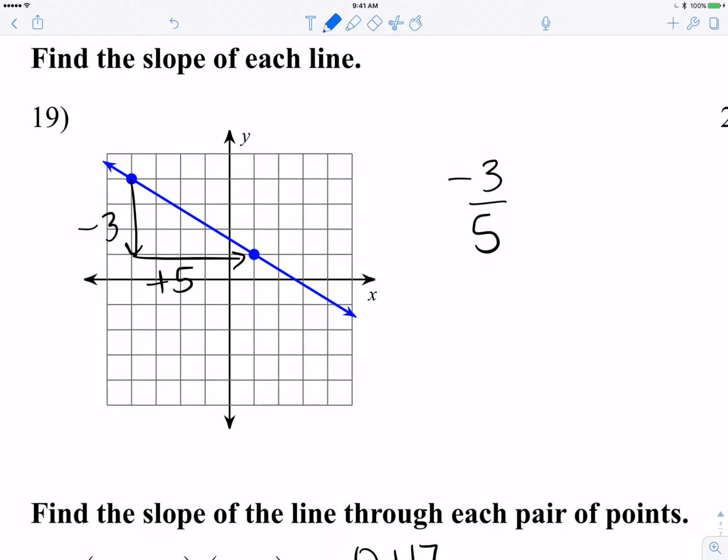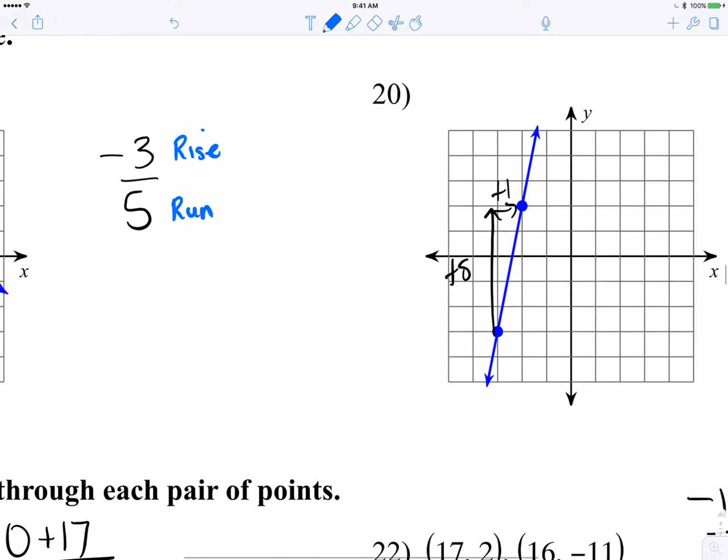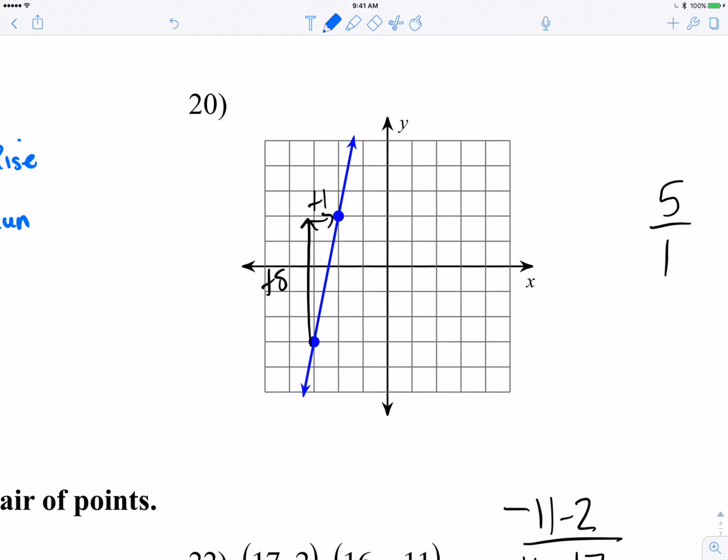So all I did was count rise over run. There is a -3 rise and a +5 run. So your slope is -3 over 5. Number 20. There is a +5 rise and a +1 run. So your slope is 5 over 1.